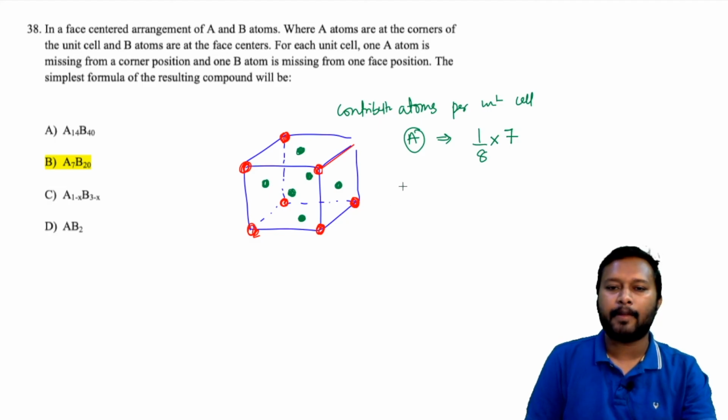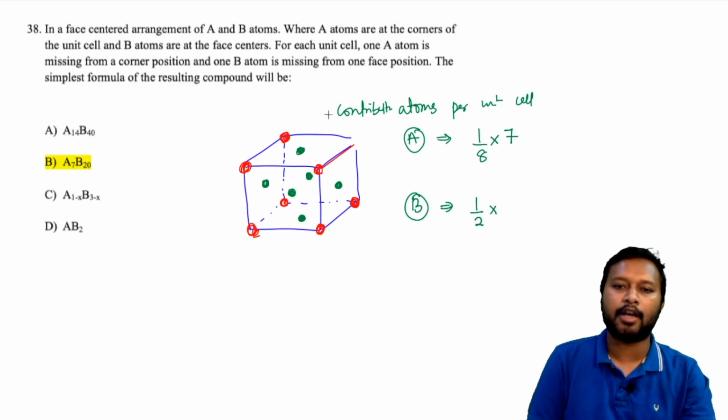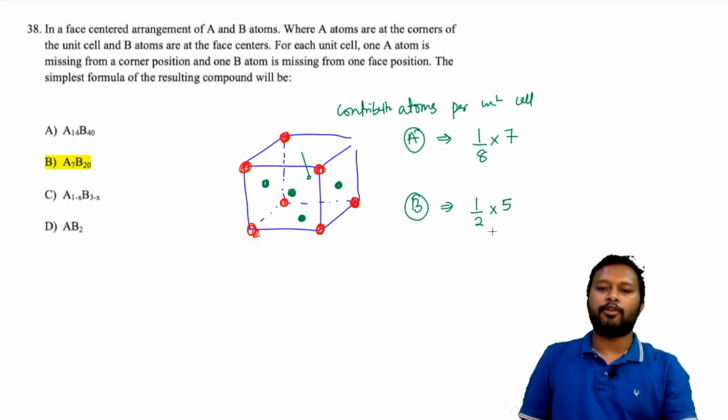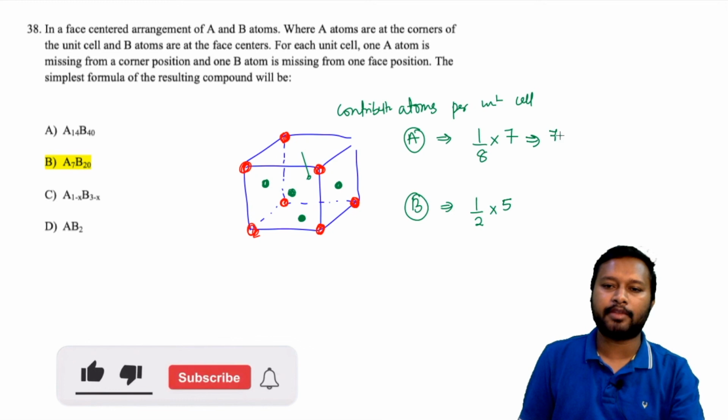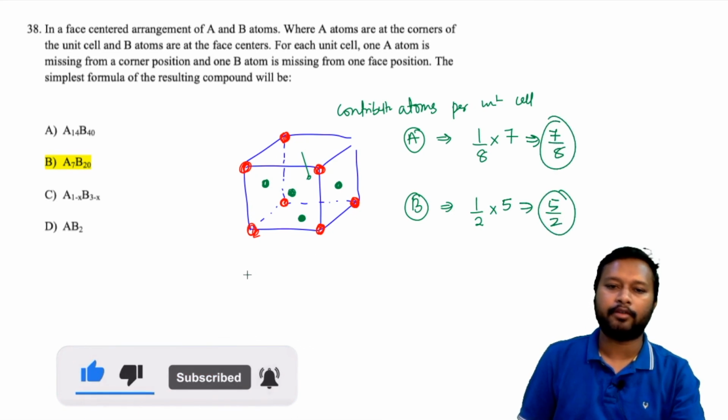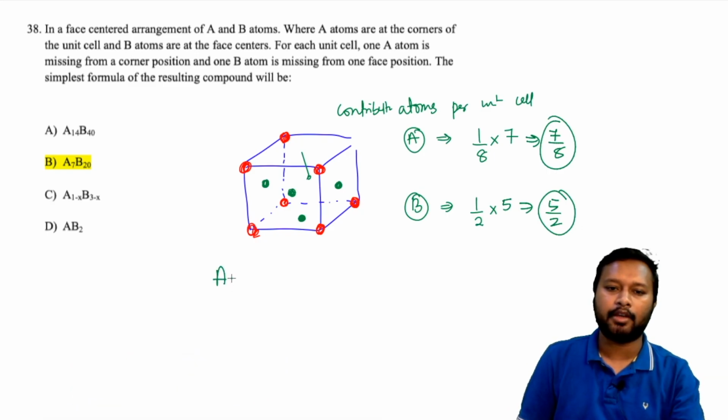In the same way, the contribution per unit cell for B: since they are on the face center, an atom on each of the face centers contributes half, and in a unit cell how many face centers will be there? Obviously 5, because one of them is going to be missing from its place. So 1 upon 2 into 5, or you can say 5 by 2. So this became 7 by 8, this became 5 by 2. Now you have to find out the formula. So it became A 7 by 8 and B 5 upon 2.